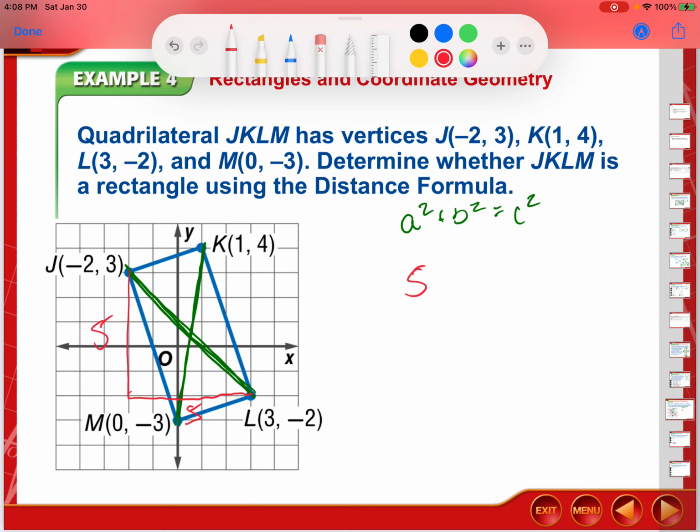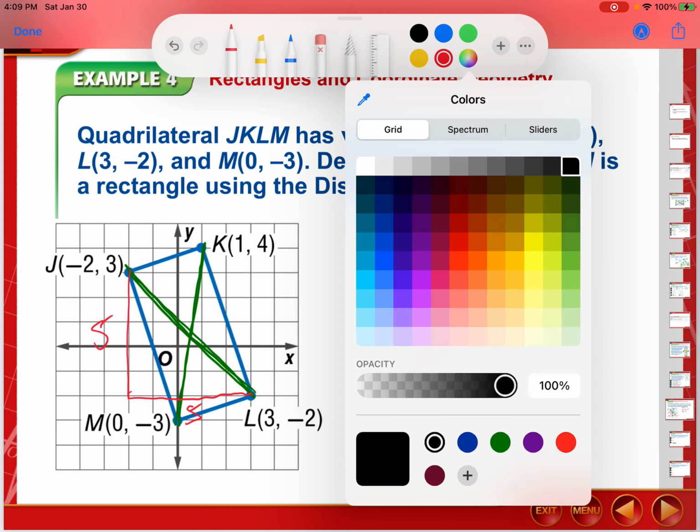So my side lengths here are 5 and 5, meaning if I use Pythagorean's theorem, I'm going to do 5 squared plus 5 squared equals c squared. So I'm going to end up with 50 equals c squared. Now I'm not going to take the square root of that. I know it's going to be about 7, but I know it's also going to be a messy number. So I'm going to double check this, and I'm going to check the length of KM using my same method.